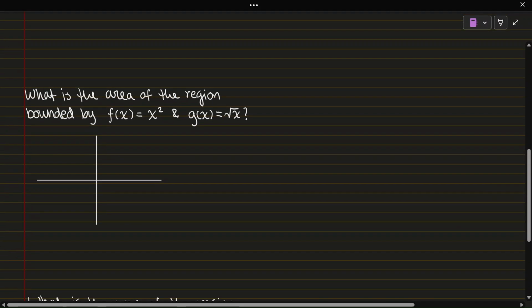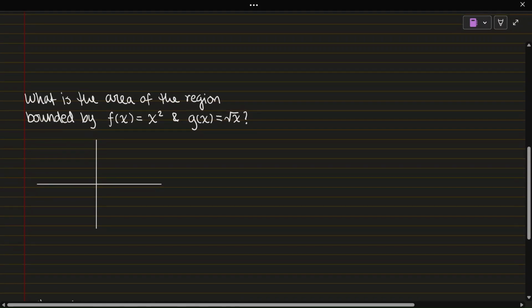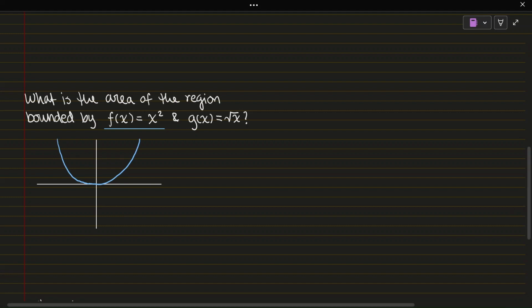Okay, now let's apply this intuition to a problem. My question is, what is the area of the region bounded by f of x equals x squared and g of x equals the square root of x? I'll draw f of x here in blue. That's going to be x squared, so it's going to look something like this. And then g of x I'll draw here in red, so it's going to be the square root of x, which looks like this. So I know this is the region that I care about. It's bounded by the two curves.